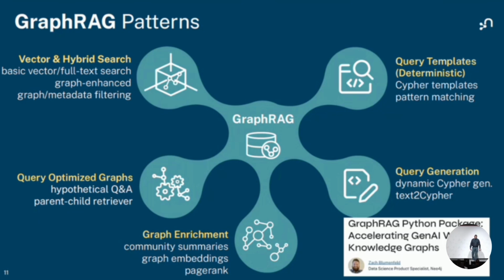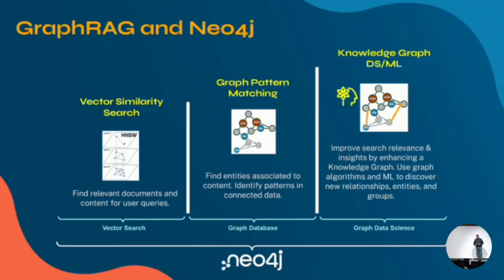And that's one of the common retrieval patterns. And the other pattern that I talked about is community summaries, which is part of graph enrichment. There is also a collection of graph algorithms available through the Graph Data Science Library, that you can use to enrich your graph with more insights that you can also take advantage of in the retrieval patterns.